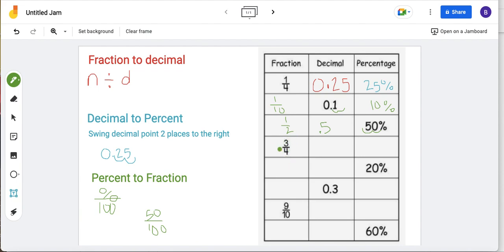All right, if we have 3/4, 3 divided by 4 is 75 hundredths. There are also certain decimals and fractions and percents that we call benchmarks, and 3/4 is one that we eventually are going to have memorized if we don't already. To go from this decimal to percentage, again, we're going to multiply it by 100, which swings the decimal to the right. And 3/4 is equivalent to 75%.